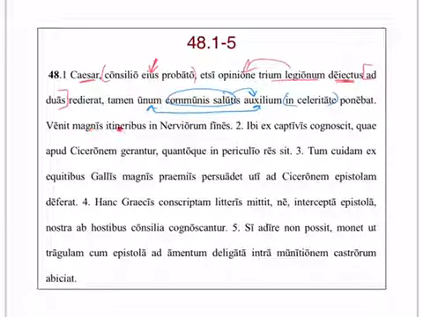Venit magnis itineribus in Nerviorum fines. Notice Caesar went with forced marches, and he did it so quickly that he gives us a simple sentence. Ibi ex captivis cognoscit, quae apud Ciceronem gerantur, quanto in periculo res sit. There, in the border of the Nervii. Oh, gotta love those captives, they tell everything.